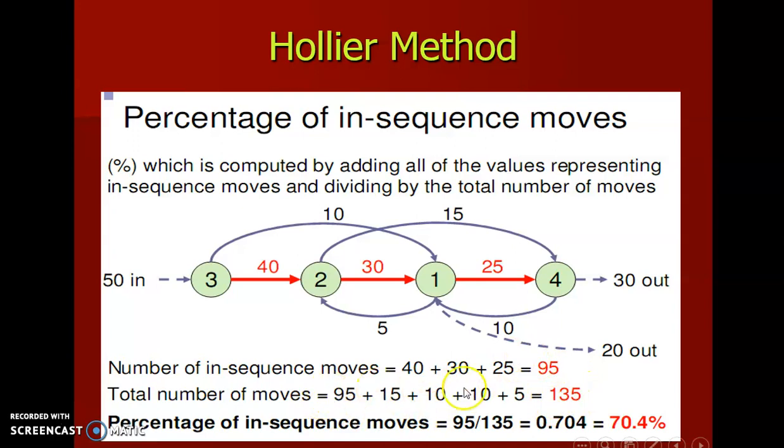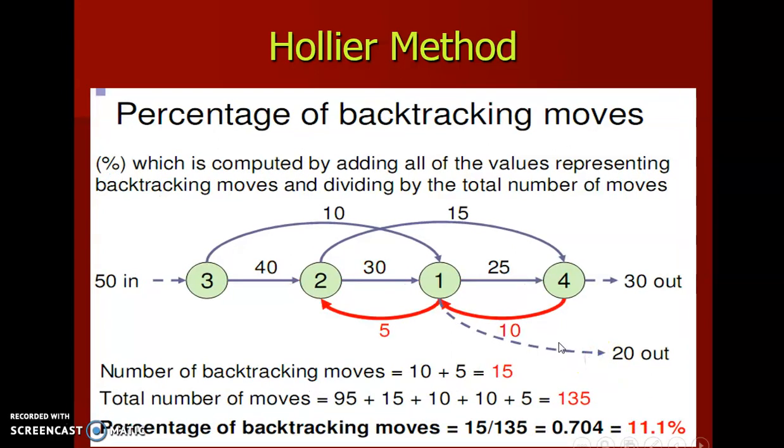Now, taking the ratio of the in-sequence moves to the total number of moves, the percentage of in-sequence moves is 70%, whereas the backtracking moves happened between machine number 4 to 1 and machine number 1 to 2. The total backtracking moves is 15 and the total number of moves is 135. Therefore the percentage of backtracking moves is 11.1%. In industry, they often look at these backtracking moves. If the backtracking is very minimal, the Holier method is very effective.